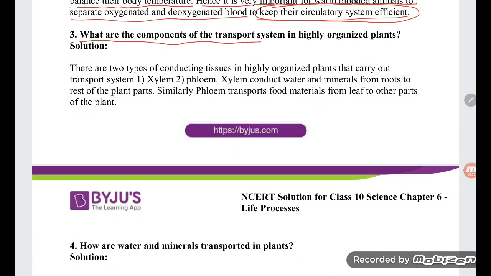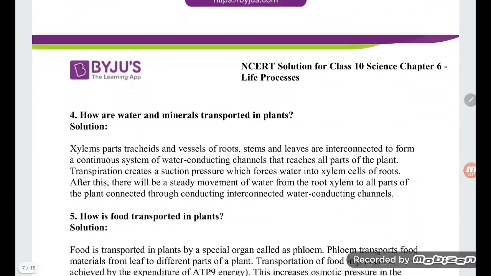What are the components of the transport system in highly organized plants? There are two types of conducting tissue in highly organized plants that carry out transport. One is xylem, the other phloem. Xylem conducts water and minerals from the root to the rest of the plant. Similarly, phloem transports the food material from the leaf to the other parts of the plant.